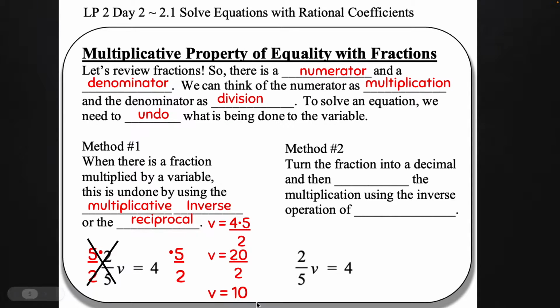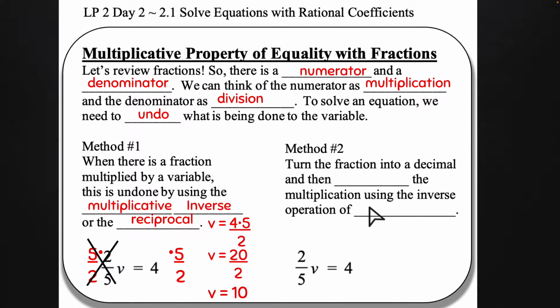So now we have method number 2. We can turn the fraction into a decimal. If you don't like dealing with the fractions, you're always welcome to turn it into a decimal. The only time I'd be careful about this method is if you get a decimal that's not terminating and not repeating. Even a repeating decimal, because you're going to have to round. So I'd be a little careful.